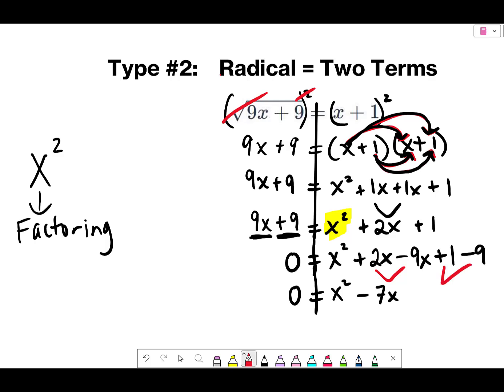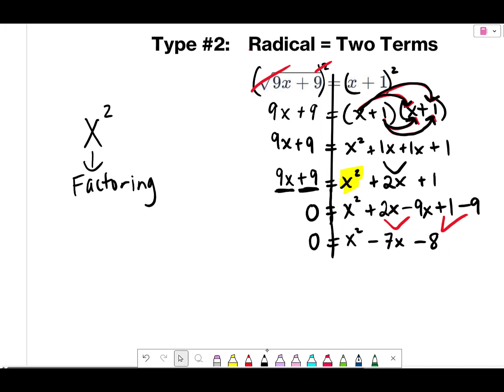And then 1 minus 9 is going to be negative 8. Okay, now I have a quadratic. This is not my final answer, but that's my quadratic. So now what I have to do is factor, the same thing that we did earlier.